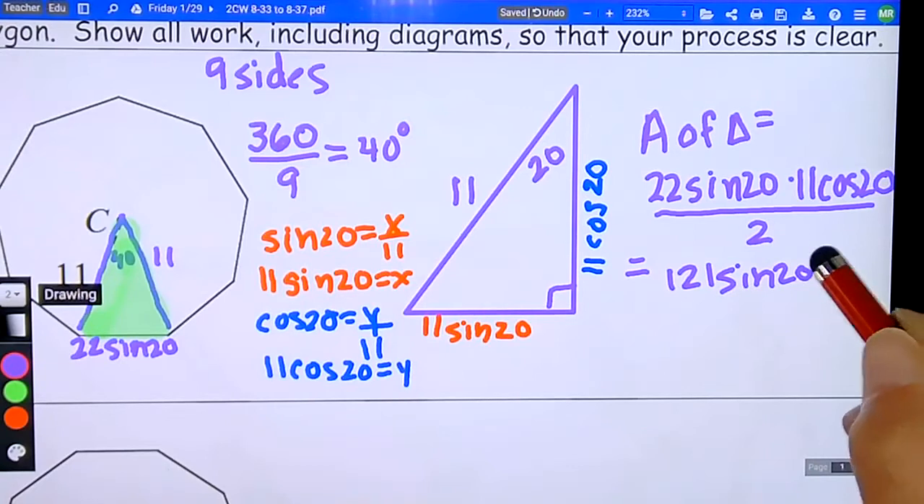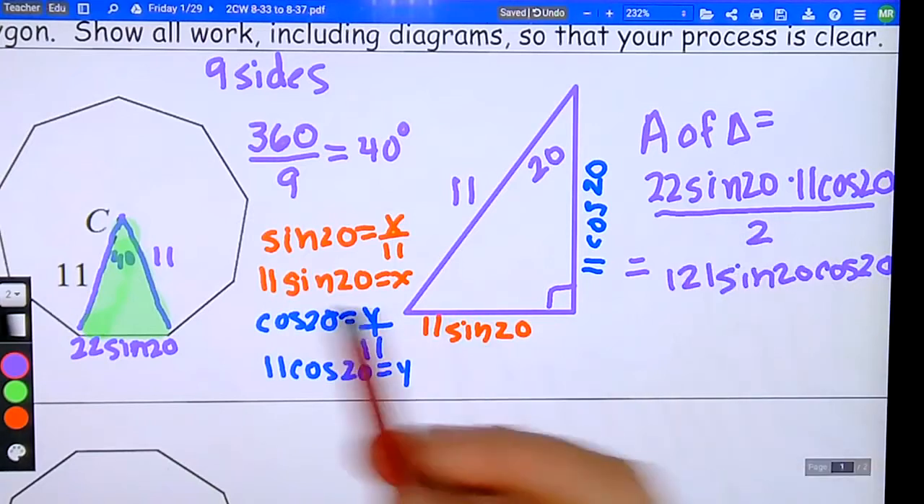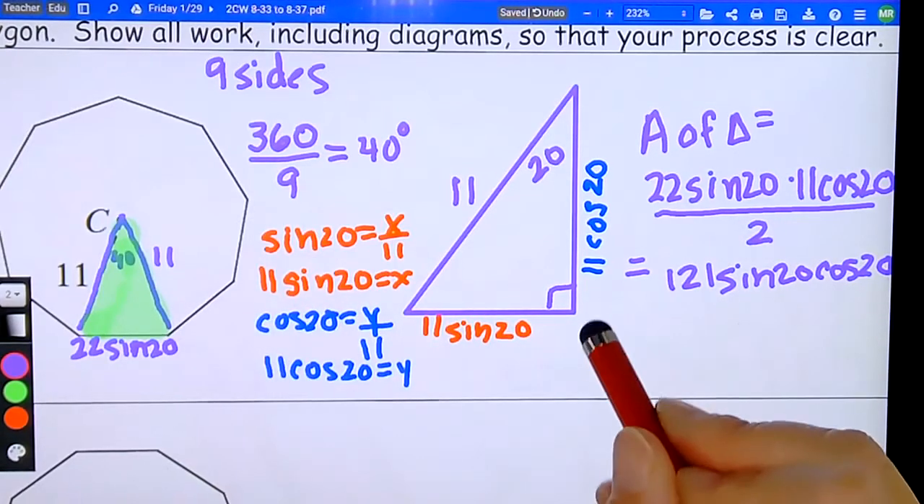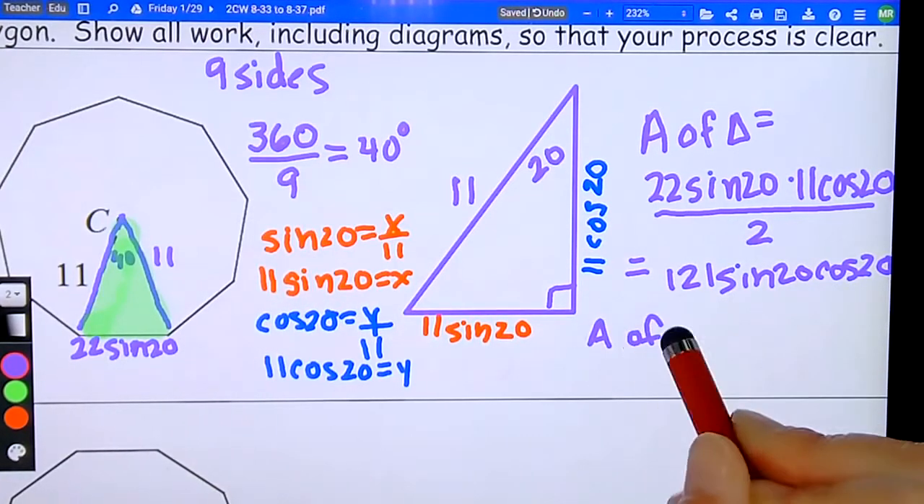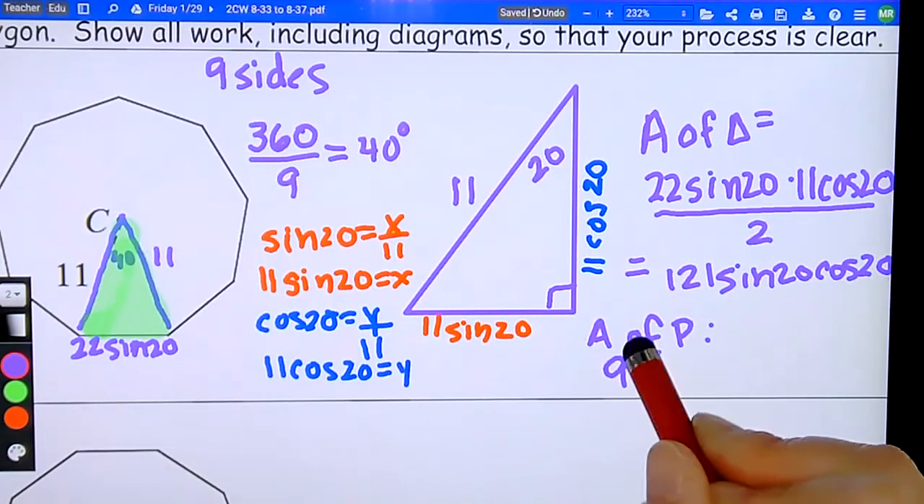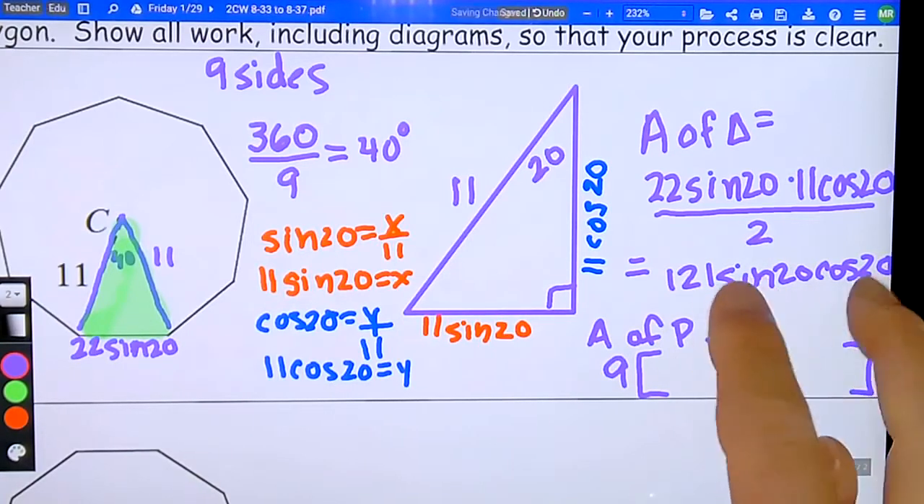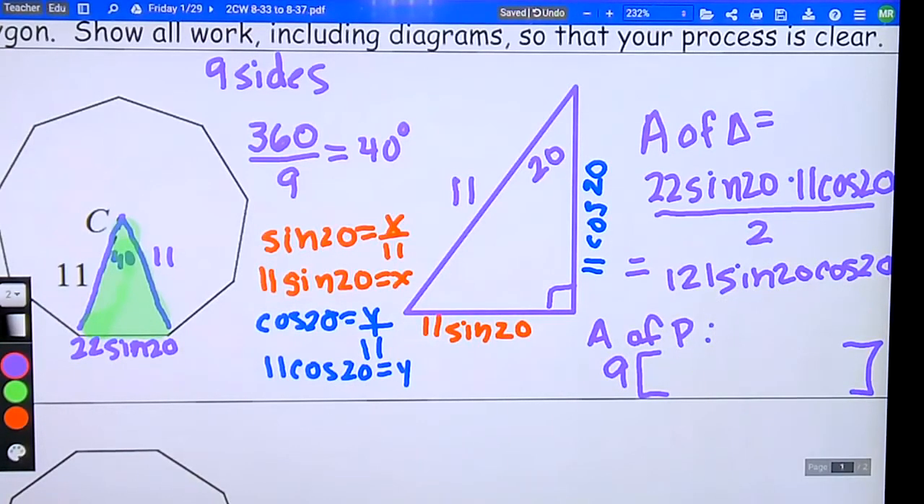Okay, sine 20 cosine 20. And that's going to be the area of the triangle. Now I had 9 of these, so the area of my polygon is going to be 9 times this. And I actually can cut and paste this. Let me show you. I can do it better on my computer.